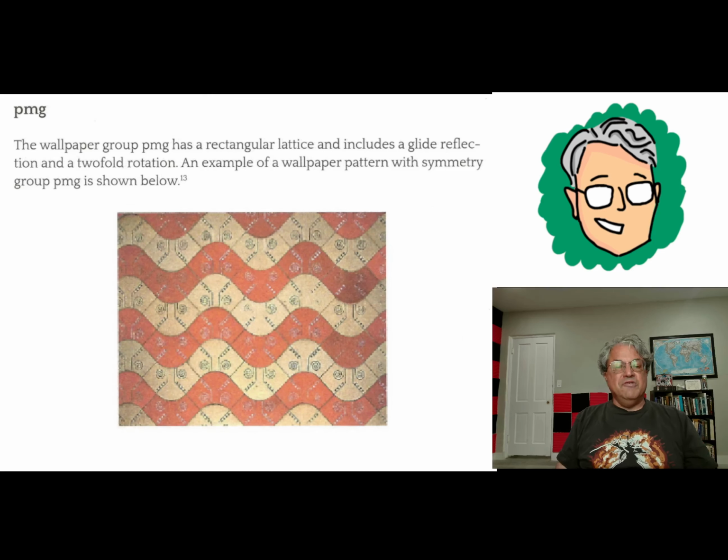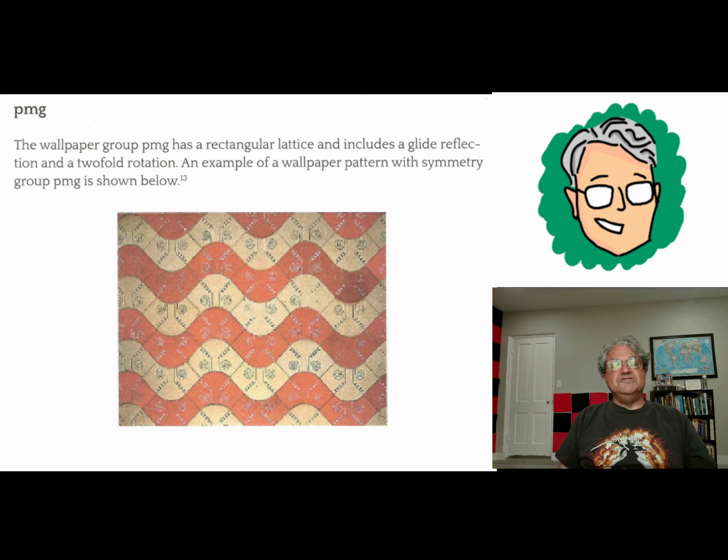This is the seventh one, a seventh out of 17. And this one, again, has a rectangular lattice, but this one has a glide reflection generator in addition to a single twofold. So it has two generators: a glide reflection, and I think you can see a glide reflection will take you from, say, one red wave to the next red wave. But in addition to that, it has a twofold symmetry.